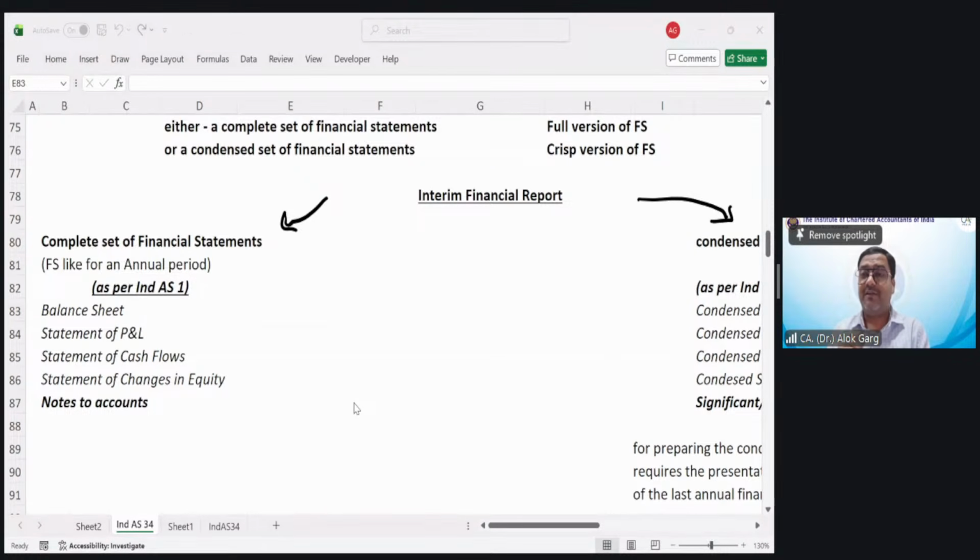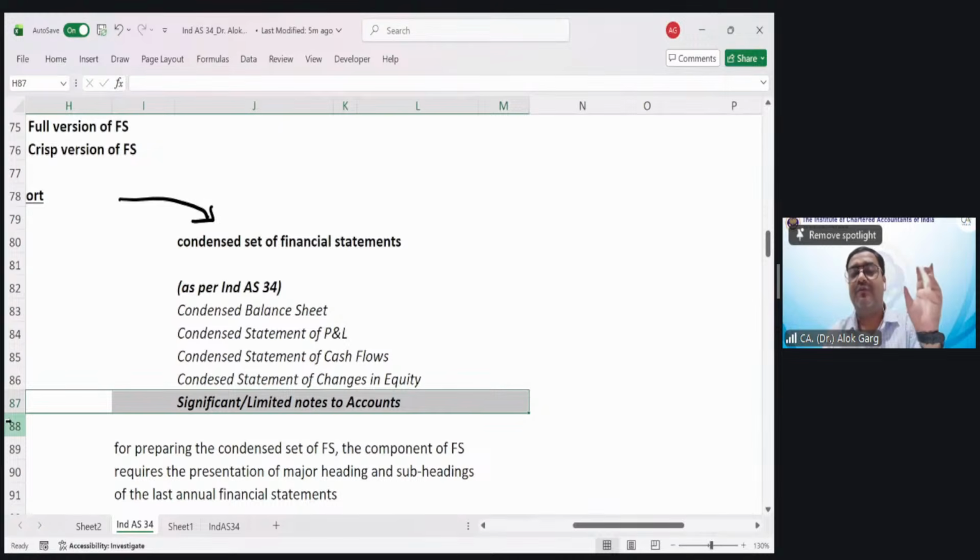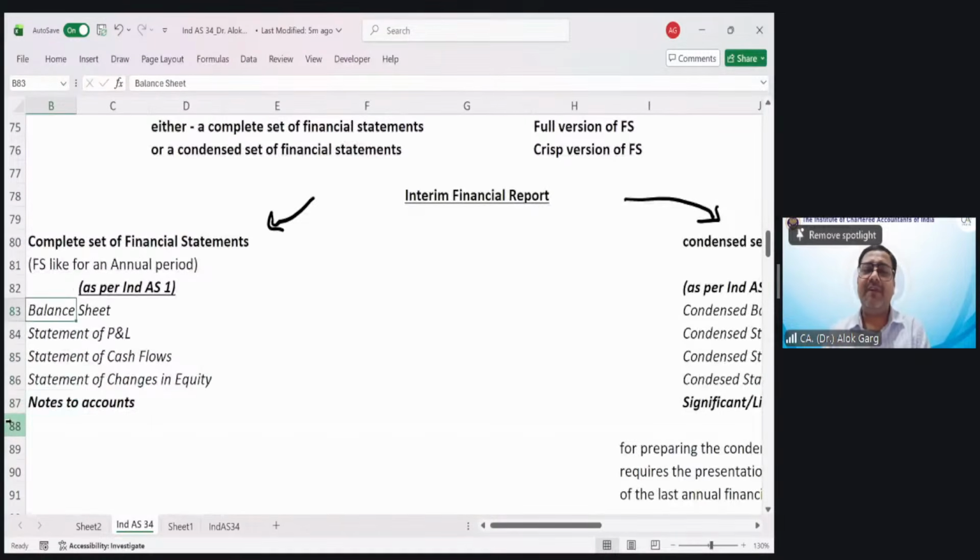So out of 60 pages, tell me which component will take 55 pages? Notes to accounts will take 50 to 55 pages, my dear friends. So here comes the actual beauty of Ind AS 34. Ind AS 34 says that you are not required to give every note to accounts. You are required to give only 2 categories of notes to accounts: significant notes to accounts and limited notes to accounts. Okay, what is that? We will discuss. But before that, let me tell you why there is a difference.